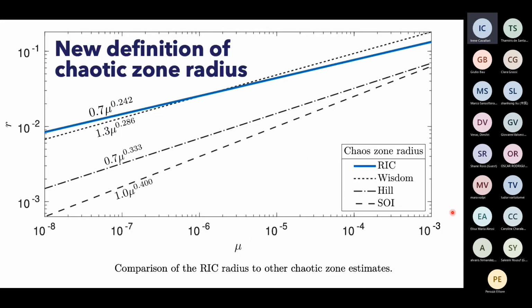So we consider this another definition of a chaotic zone radius, somewhat analogous to Wisdom's from 1980. We've compared it here with the sphere of influence, which is mu raised to the 2/5 power, the Hill's region, which is raised to the 1/3, and this other one from Wisdom, which is mu raised to the 2/7. Ours has mu raised to basically the highest power, 0.42. And for some range of mu, below about mu of 10 to the -6, our definition of a chaotic zone radius is actually the largest. There may be something to it.